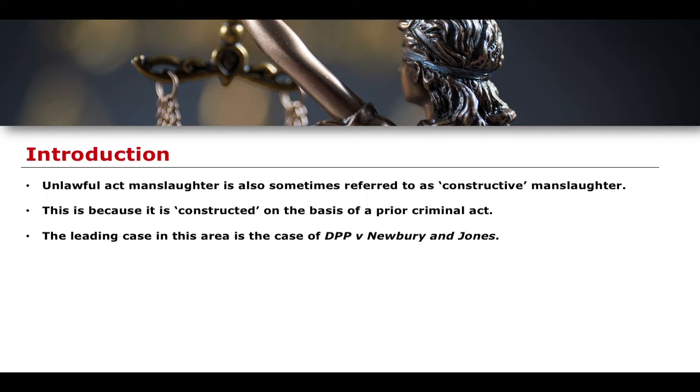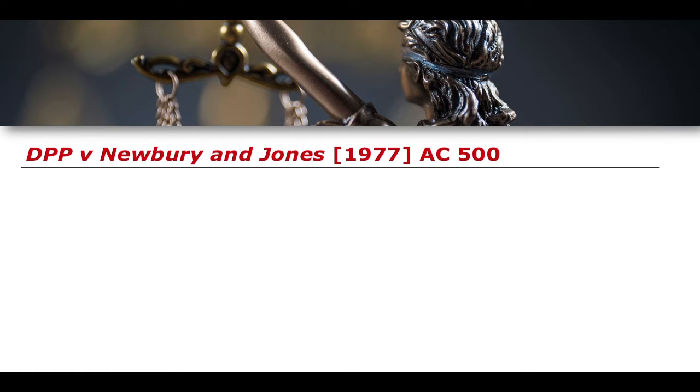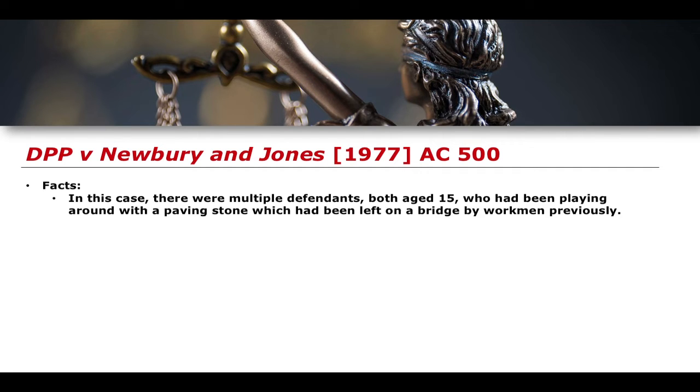The leading case in this area of the law is the case of the Director of Public Prosecutions versus Newbury and Jones. This is a case from 1977, and you can see the key components and key elements of constructive manslaughter in this particular case itself. The facts are quite interesting.